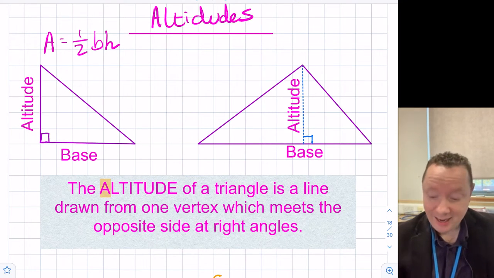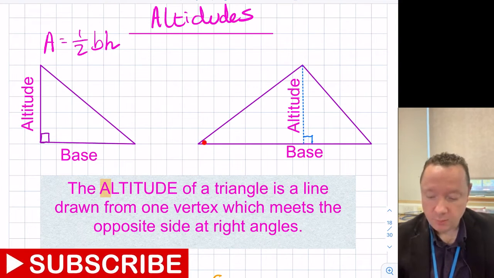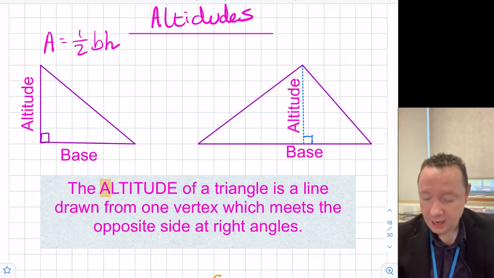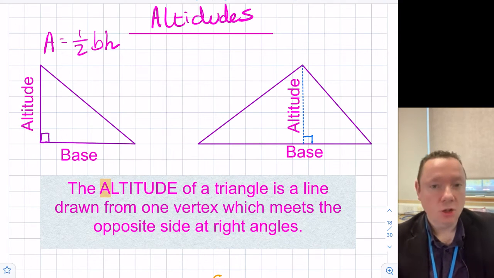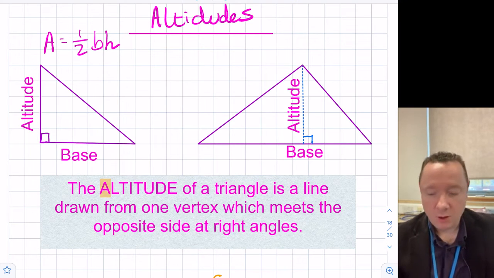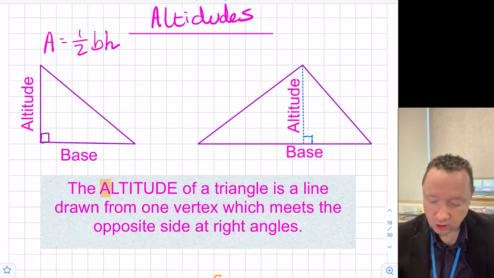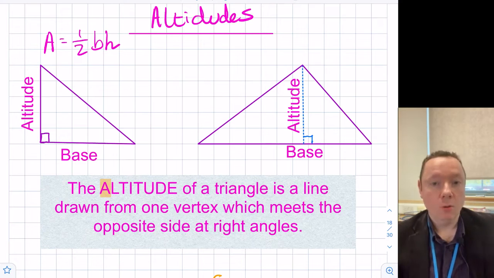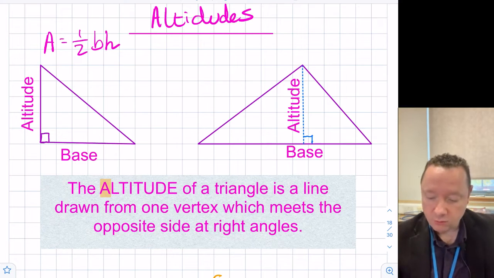Technically, if you take any triangle, looking over here, a non-right angle triangle, it would still be half the base times the height for the area, or we could say it's half the base times the altitude. So an altitude is basically the height of the triangle. Let's be more formal about that. The altitude of a triangle is a line drawn from one vertex which meets the opposite side at right angles. So the word vertex is just the corner of the triangle.